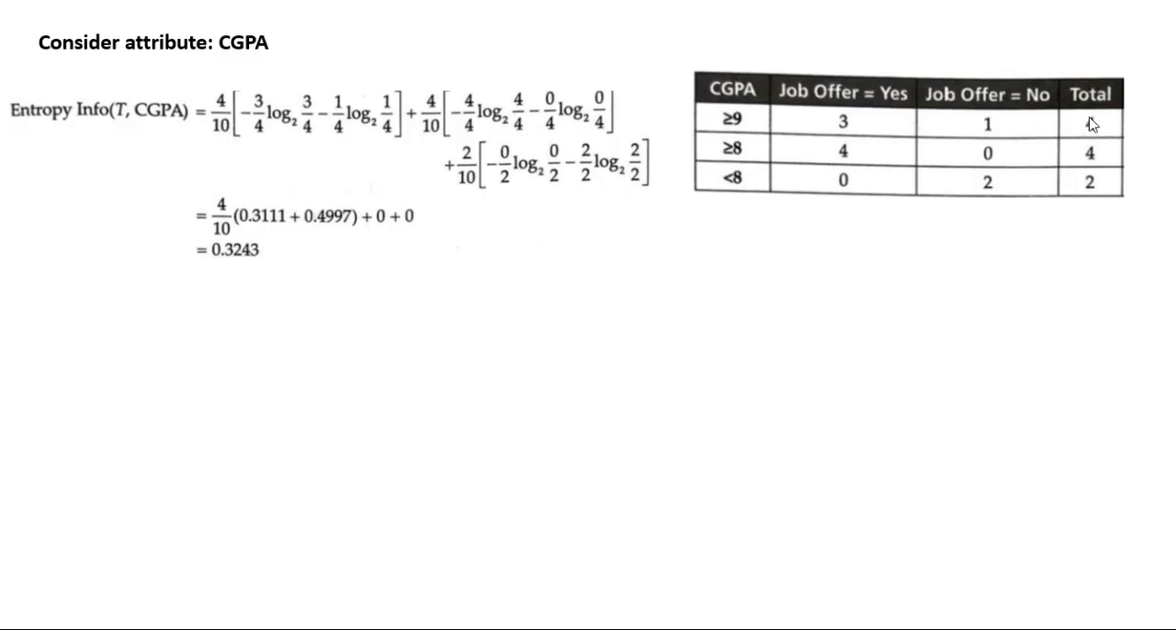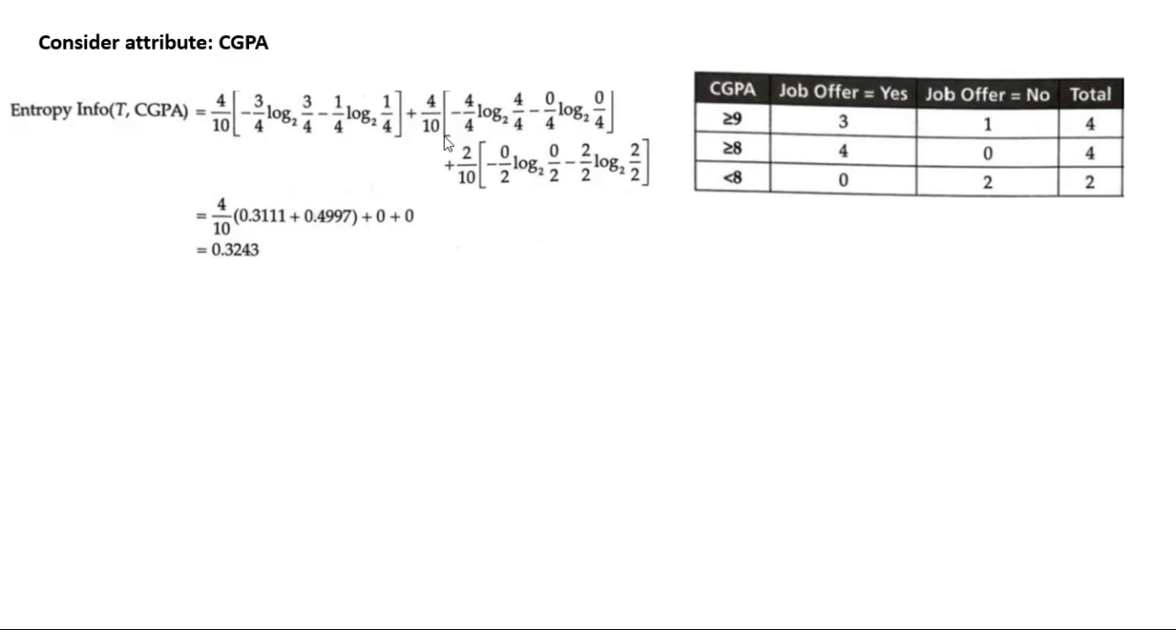For greater than or equal to 9, what is the total number of instances that you have? 4. Entire instances is, T is what? Training data set. How many instances do you have in the training data set? 10. So 4 by 10. Within the brackets, now do it for every individual. This is for yes, you do separately, this is for no. So minus 3 by 4 log of 3 by 4 to the base 2, minus 1 by 4 log 1 by 4 to the base 2, plus 4 by 10, this is this one, right?